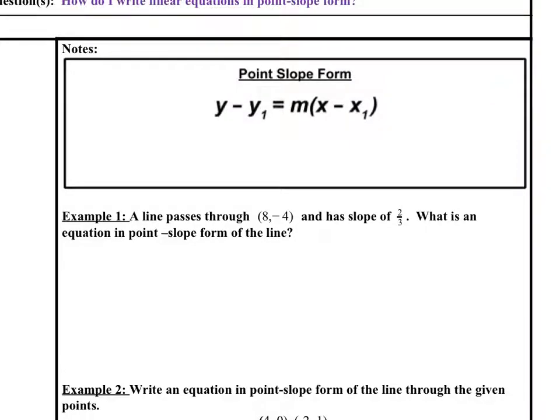If you can't hear it in the word, listen: point, slope. This gives you a point and it gives you a slope. So, just like before, M stands for slope.